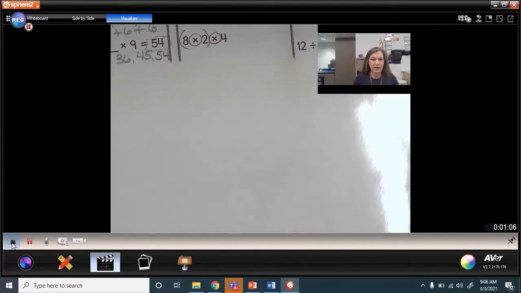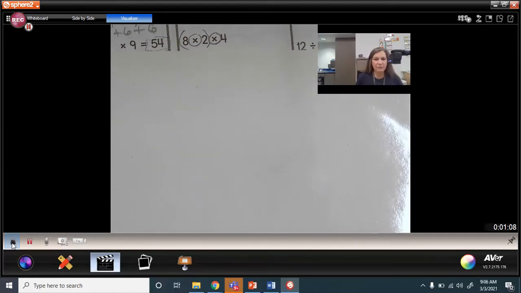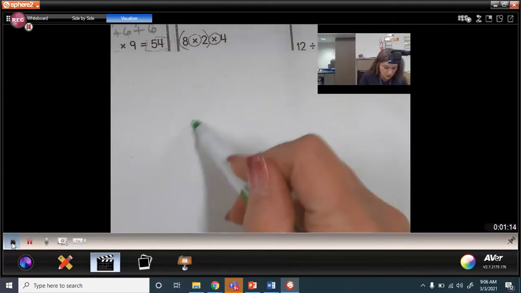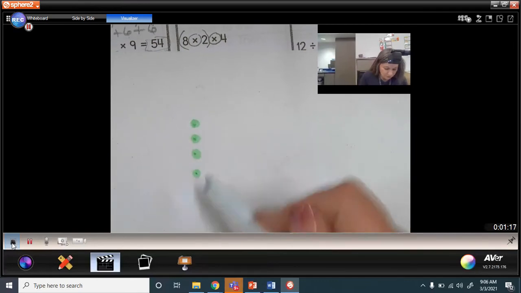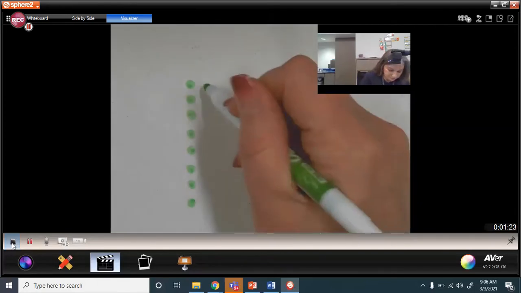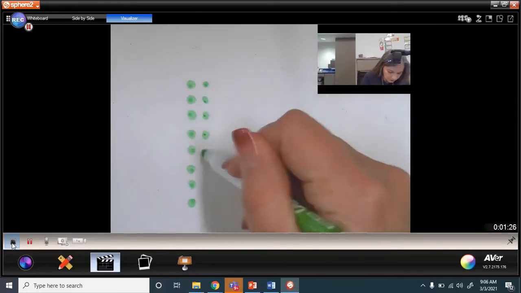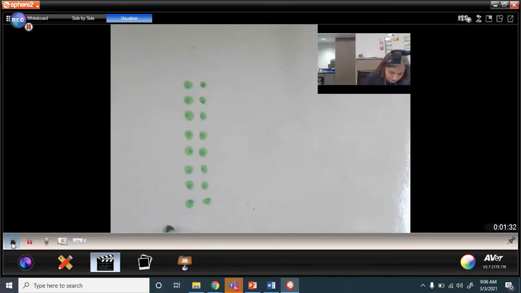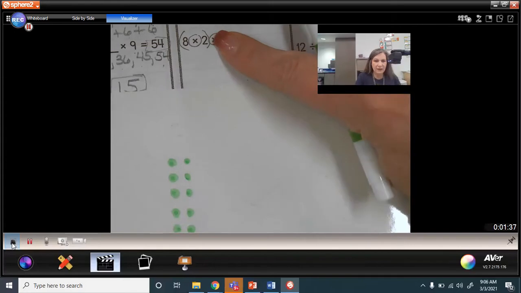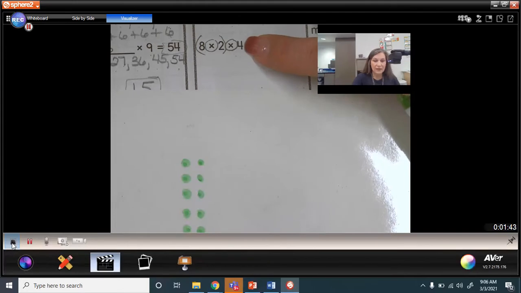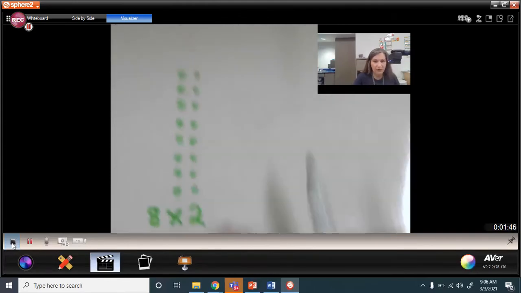So when I think about 8 groups of 2, I think about an array, okay? So if I do think about an array, I go 1, 2, 3, 4, 5, 6, 7, 8. So I have 8 rows with 2 in each row. So this is 8 groups of 2, 8 times 2. But now, instead of just having 8 times 2, now we're going to do this 8 times 2 4 times. So we're going to have 4 groups of 8 times 2.